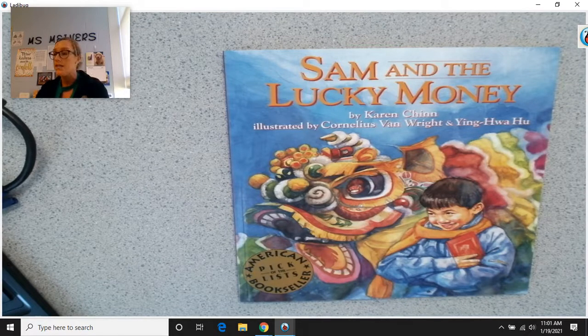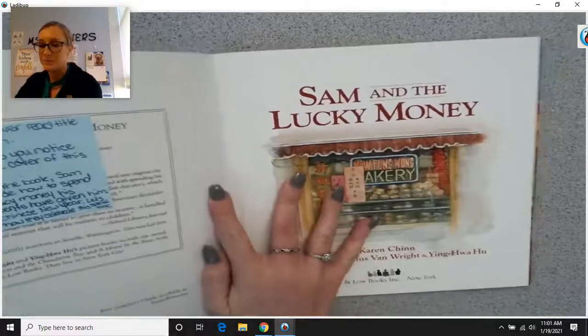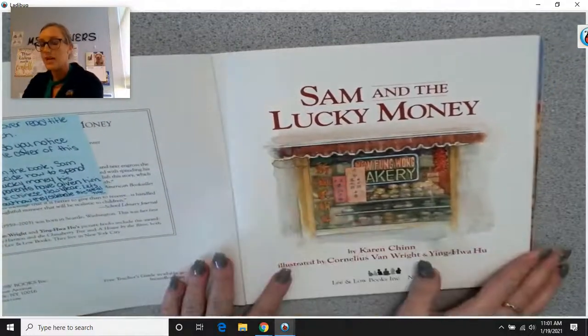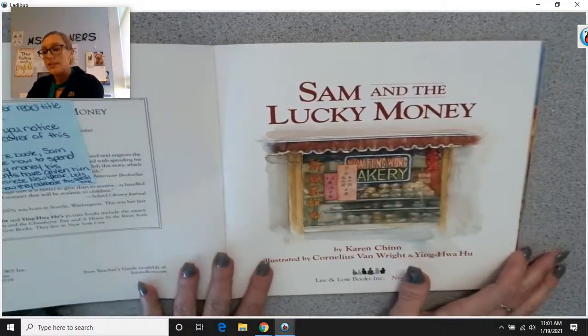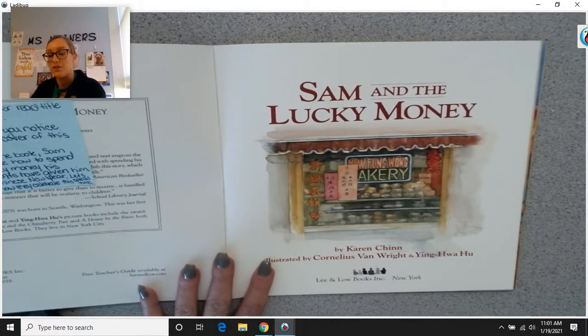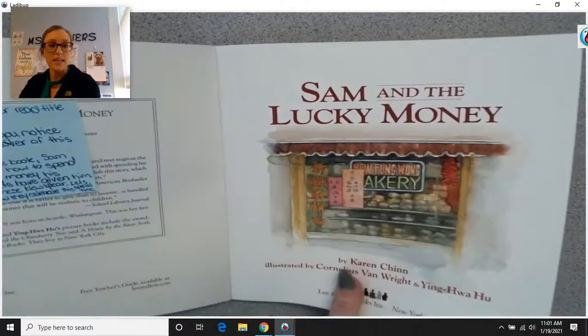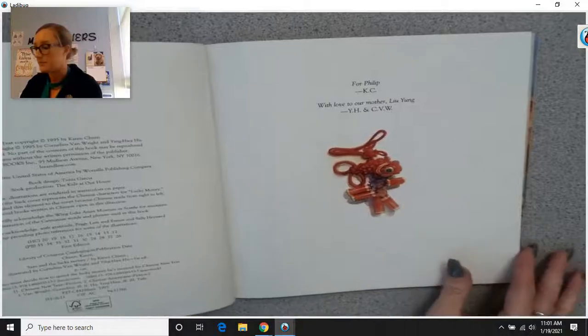Okay, here we go. Sam and the Lucky Money. Our author is Karen Chin, and our illustrator is Cornelius Van Wright and Ying Hua Hu. In this story, Sam needs to decide how to spend the lucky money that his grandparents have given him for the Chinese New Year. So we're going to read to find out how Sam wants to spend his money.